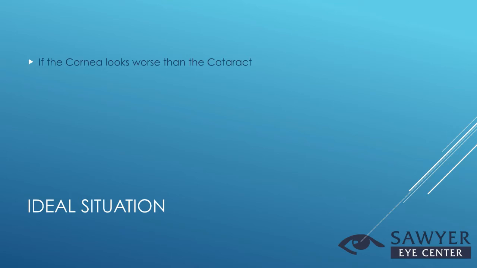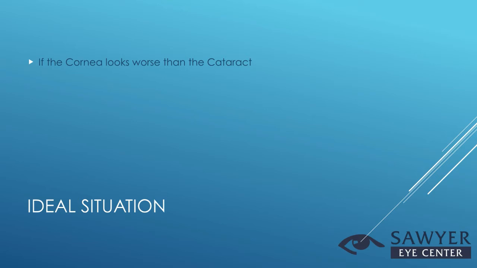In an ideal situation, this is what I would recommend. If you think the cornea looks worse than the cataract, the cornea is causing the bigger visual problem, then I would do a combined cataract EK, or if you don't do this, then send them to a cornea specialist for a combined cataract EK.